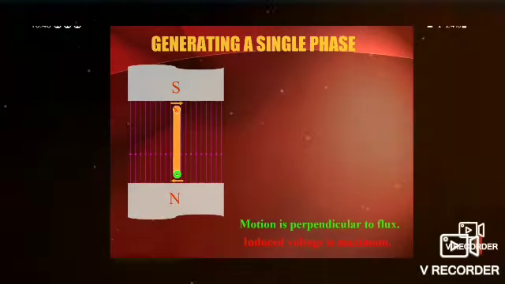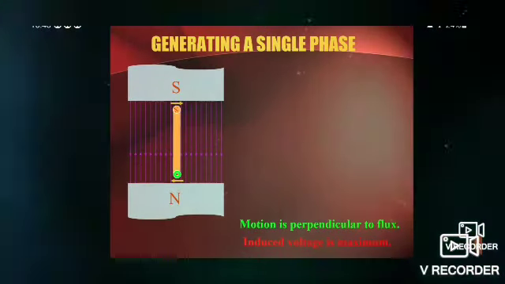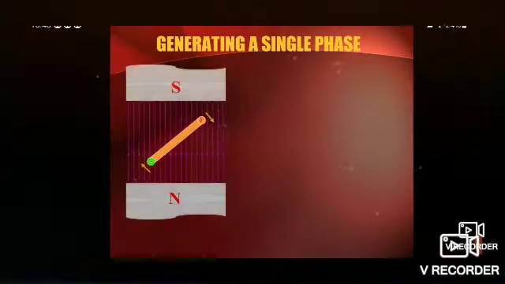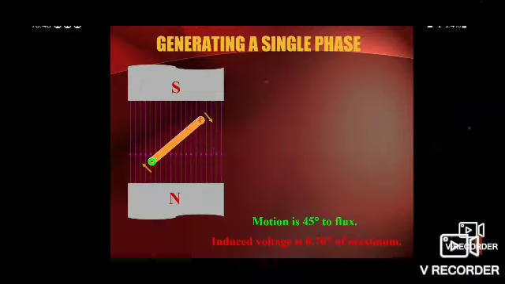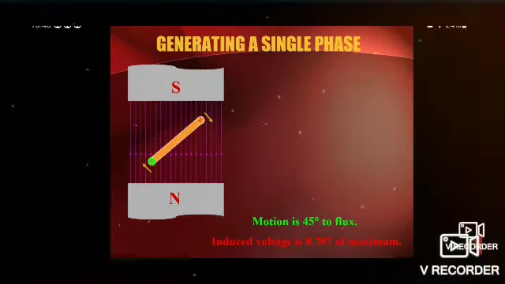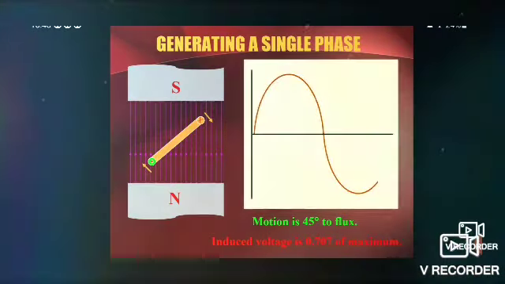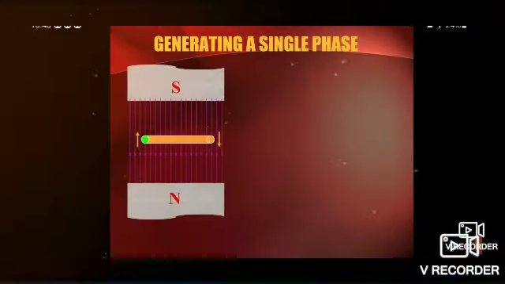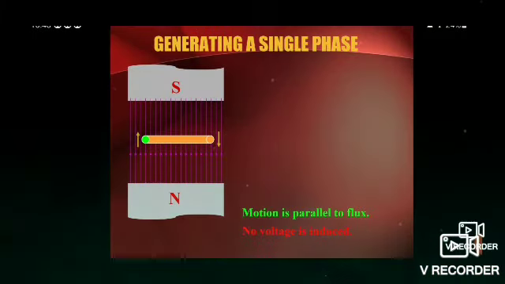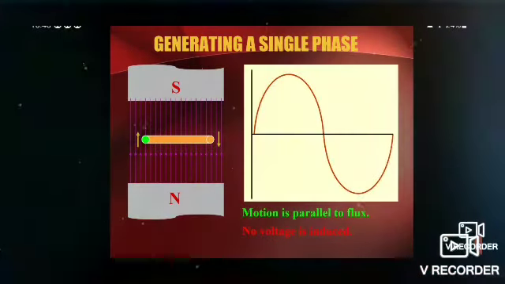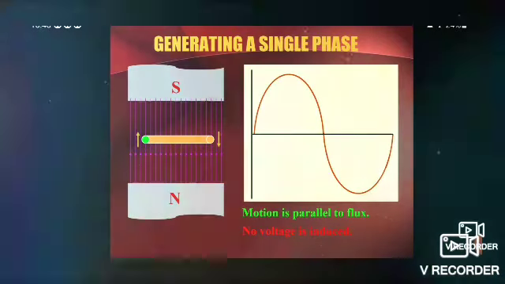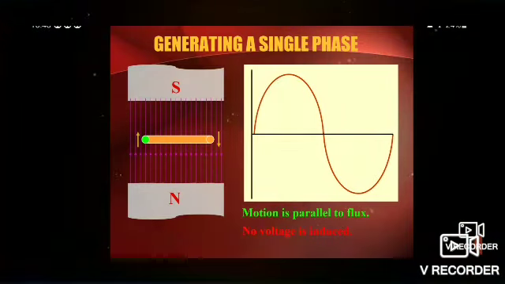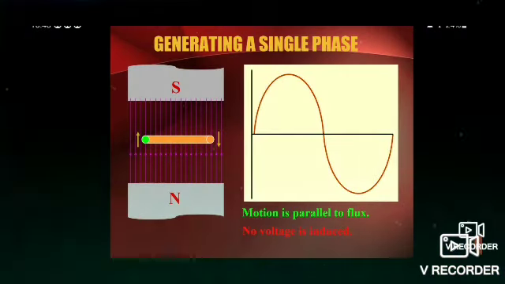Now it is perpendicular to the flux, therefore the induced voltage is maximum in the opposite direction. Then at 45 degree, the induced voltage is 0.707 of maximum. See the diagram, it is in the opposite direction. Now it is parallel, therefore no voltage is induced, so the value of voltage is 0. It is a single phase. It has one positive cycle and one negative cycle. That's how the single phase is generated.